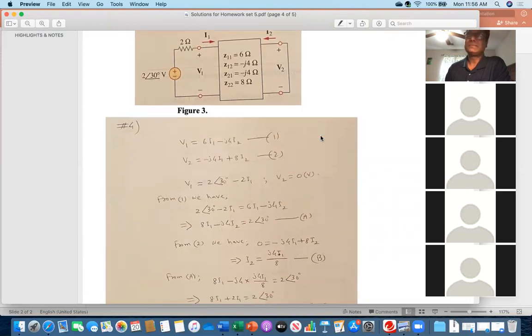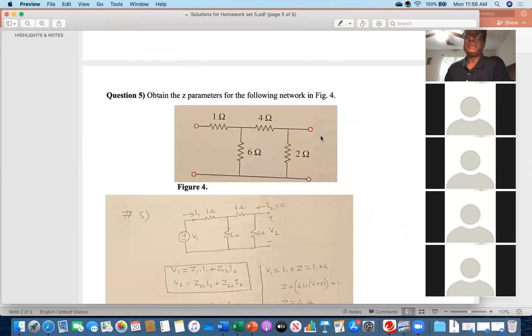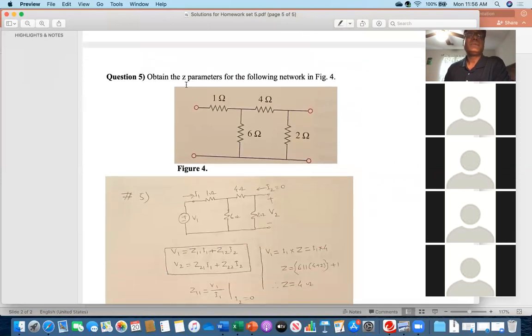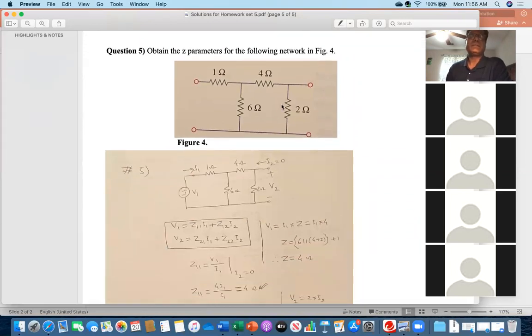Yeah, it looks good. Okay, great. Yeah, then the last problem: obtain the G parameters for the following network in figure 4. So this is the network.